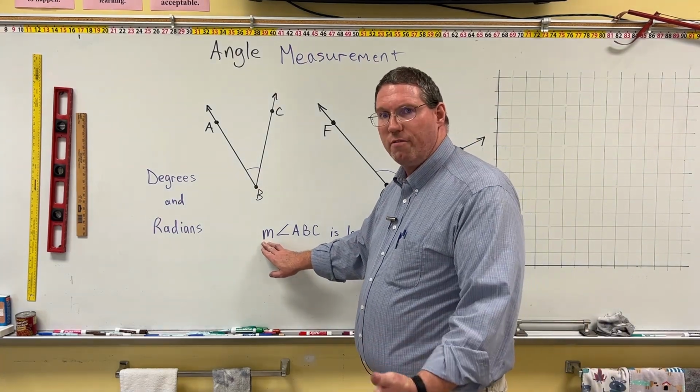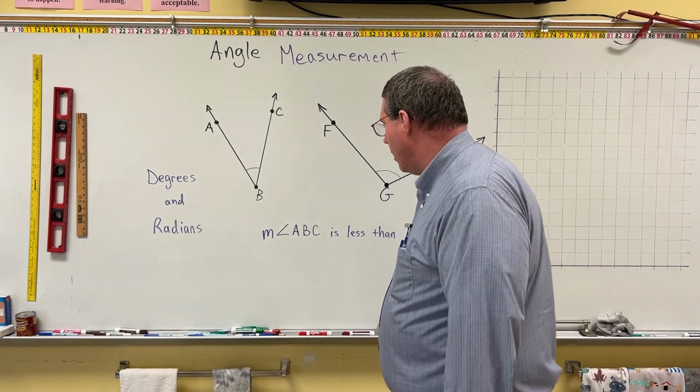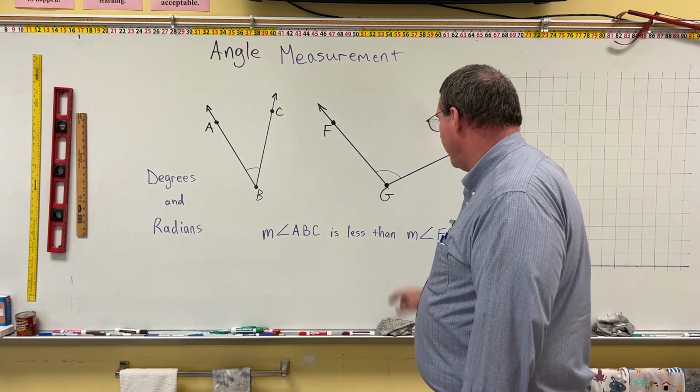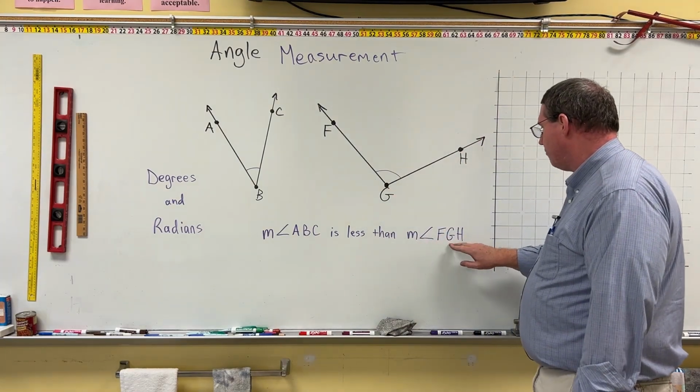Something to understand is when we talk about measuring an angle, we can use the measure, remember we said the measure of the segment? Well, we'll use the same thing. So we'll say the measure of the angle ABC, okay? And here would be the measure of the angle FGH.